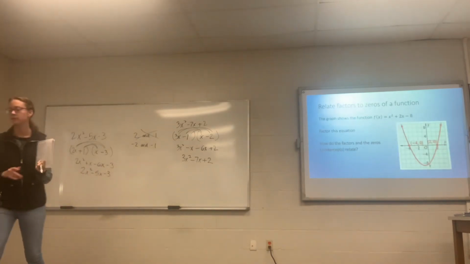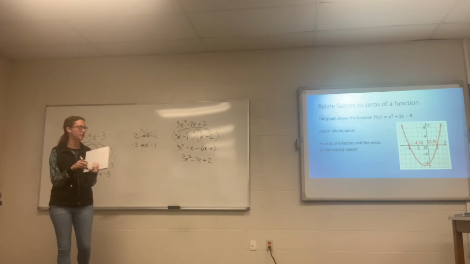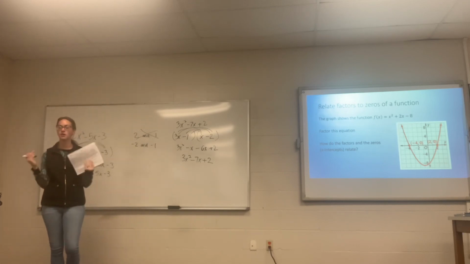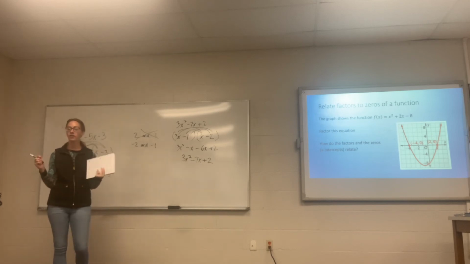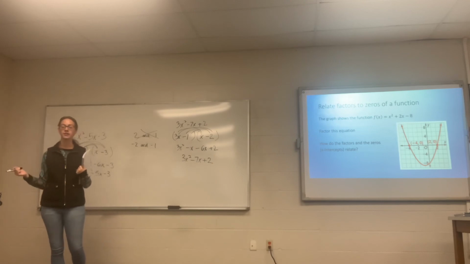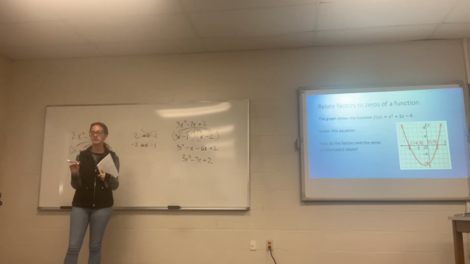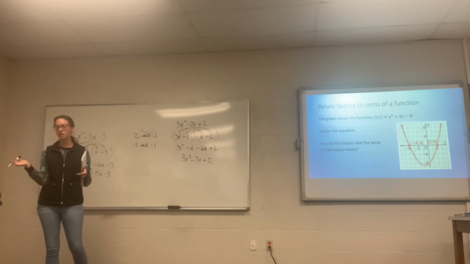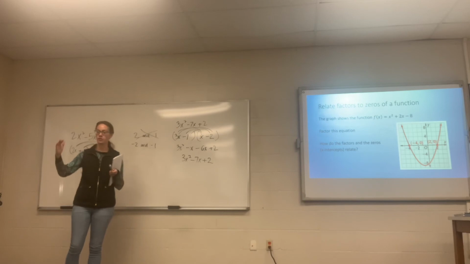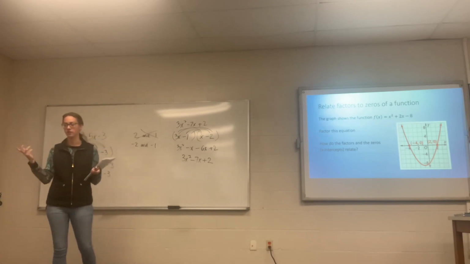Next slide. On this slide, you should be looking at a slide with a graph on it. It says, relate the factors to zeros of a function. We talked about the definition of zeros in the first section: those are just our x-intercepts, a fancy name for them. Zeros and x-intercepts are the exact same thing. The reason they're called zeros, remember, is that's where your y value is 0. So when your y value is 0, whatever that number is, that's your x-intercept, your zeros.